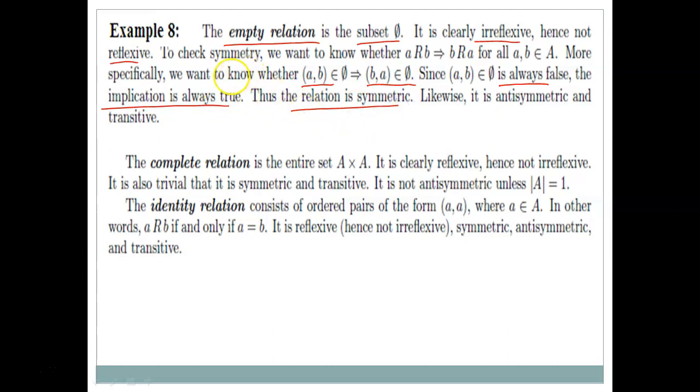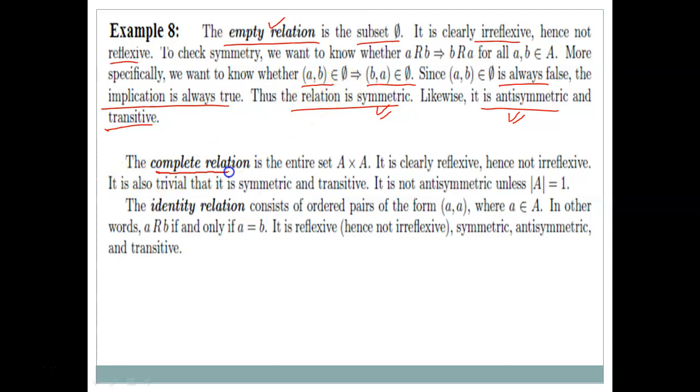The empty relation, remember, is always symmetric. Likewise, it is antisymmetric and transitive. This is symmetric as well as antisymmetric and transitive, because this is an empty relation. So you can say like this.